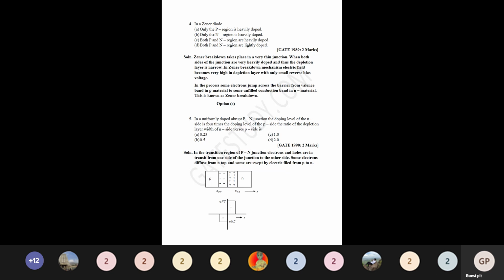Next, the fifth question is: in a uniformly doped abrupt PN junction, the doping of the N side is 4 times the doping level of the P side. The ratio of the depletion layer width of the N side versus the P side is, the options are 0.25, 0.5, 1 and 2. So in the transition region of a PN junction, electrons and holes are in transit from one side of the junction to the other side. Some electrons diffuse from N to P and some are swept by the electric field from P to N.